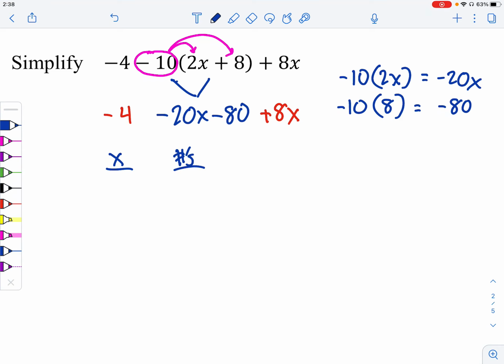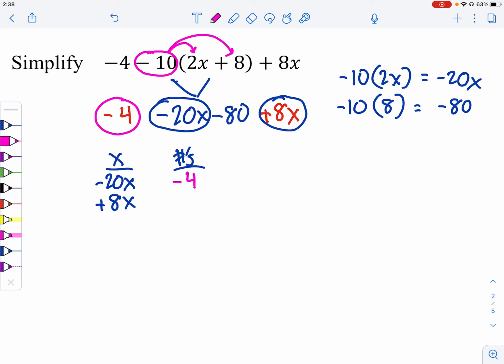So our x column, we have negative 20x, and we also have positive 8x. Our numbers, we have negative 4 and negative 80. And all we need to do is add our columns together. So we got negative 20 plus 8 is negative 12, and that's the x column, so x's. And our numbers, negative 4 minus 80 is negative 84.